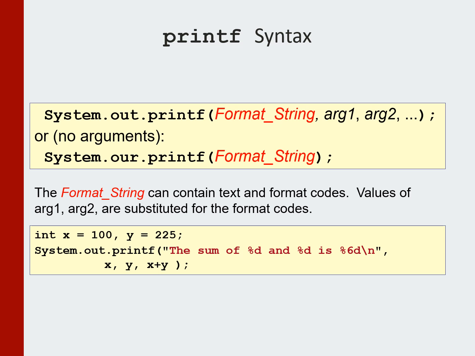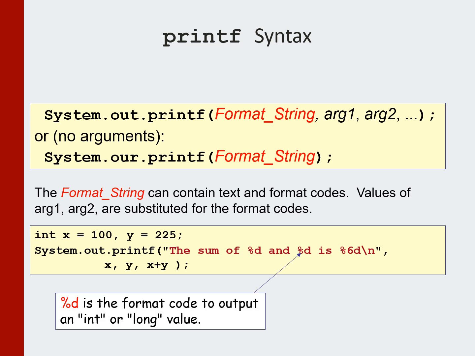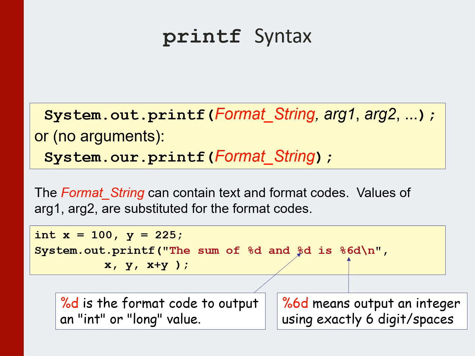For example, let's say I have int x is equal to 100 and y is equal to 225. Then I can do System.out.printf, "The sum of %d and %d is %6d". So %d is the format code to output an int or long value, and %6d means to output an integer using exactly 6 digits or spaces. And you'll notice here how it's %d, and %6d. So I have 3 of these arguments here, arg1, arg2, and arg3, and it's x, y, and x plus y.